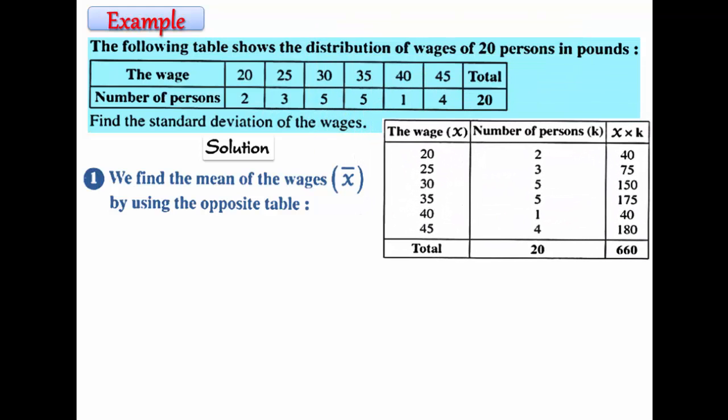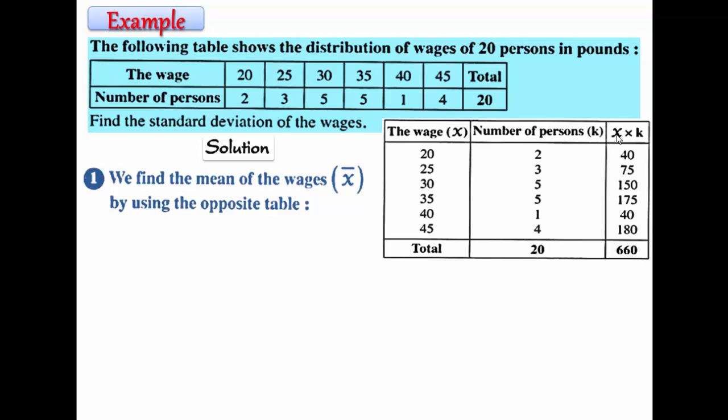As shown, the wage x, number of persons k, and x multiply k. In the first column of the wages x, all numbers above are put here. So the x column represents the wages and the k column represents the number of persons, and the last column is the product of both of them. 20 by 2 equals 40, 25 by 3 equals 75, 30 by 5 equals 150, 35 by 5 equals 175, 40 by 1 equals 40, 45 by 4 equals 180. The total here equals 660.